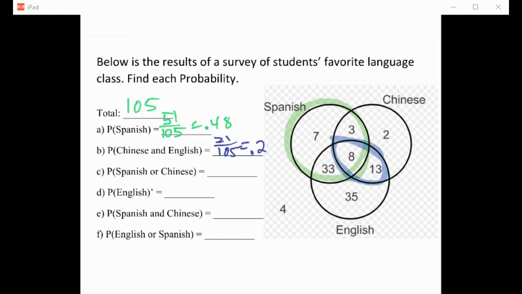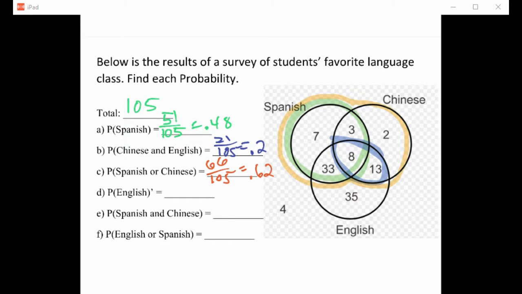Chinese or Spanish is inclusive of both. So, which would be 40, 55, 66. Oh man, 0.62.